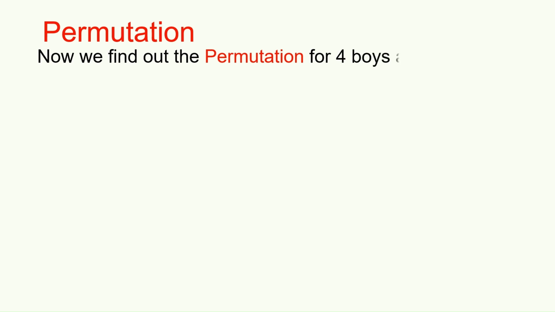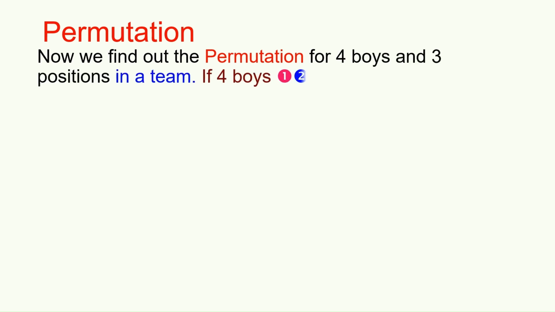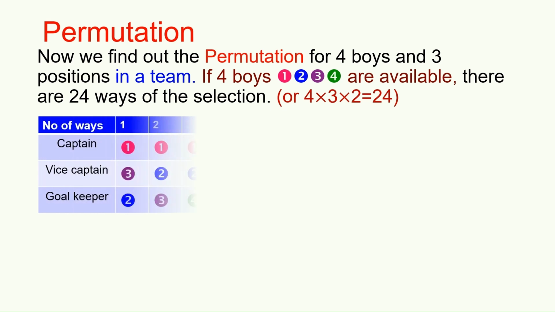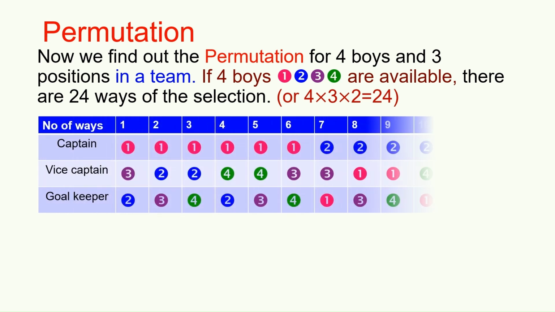Now we find out the permutation for 4 boys and 3 positions in a team. If 4 boys numbered 1, 2, 3 and 4 are available, there are 24 ways of selection, or 4 times 3 times 2 is equal to 24.